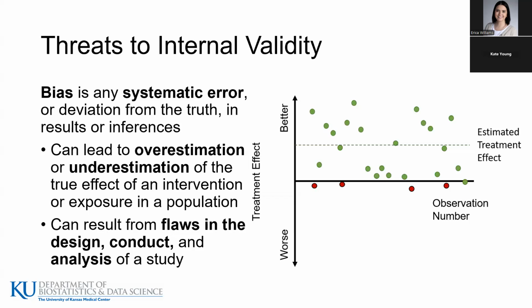Any dots in red indicate a negative outcome, while the green dots above the line indicate a positive outcome. The problem here is that some patients may choose not to come back for a follow-up visit where we can assess the treatment effect. So you'll never see whether or not these patients have a positive or negative outcome.